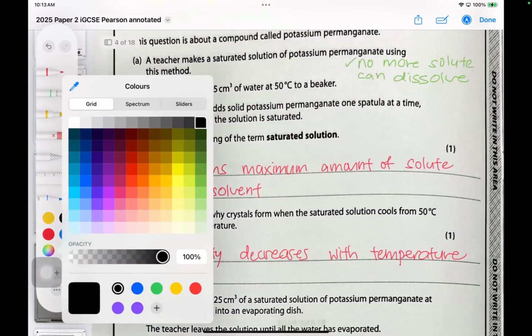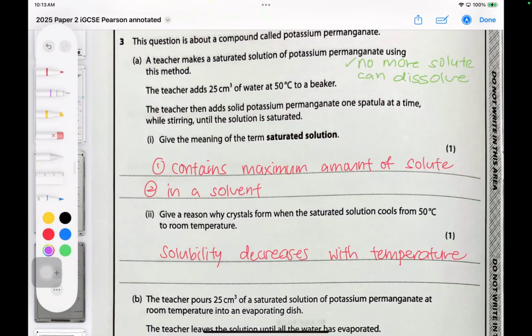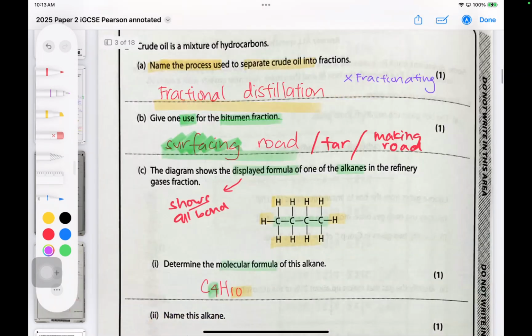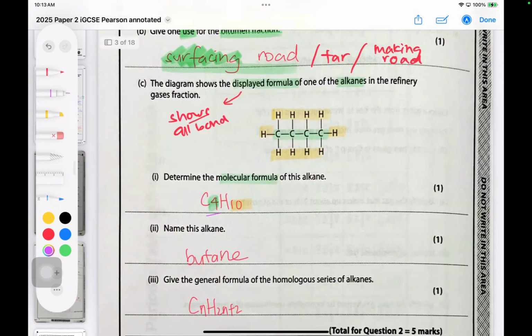Things to take note of to make sure you get the marks. Okay, you don't want to lose marks unnecessarily. It's the subscript. You want to make sure that the 4 is written at the bottom and the 10 is written at the bottom as well, so that's subscript. Now if you write C4H10 with everything the same size, don't expect any marks given to you.